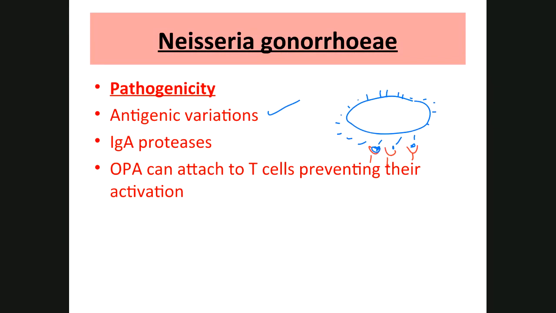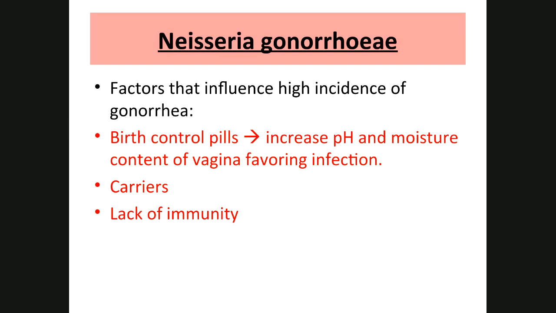The organism also produces IgA proteases, which destroy IgA antibody in mucous membranes. OPA is a protein that can attach to T cells, preventing activation of T cells. Factors that can influence incidence of gonorrhea include the use of birth control pills, because it increases the pH of the vagina and the moisture content of the vagina, making it a more favorable area for infections. Also, the fact that we have asymptomatic carriers and lack of immunity of a population.